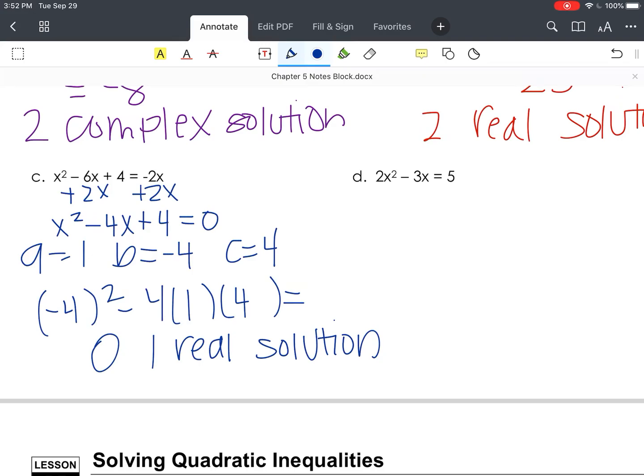So you can stop the video and try letter D to make sure that you are good with how to find the discriminant and what that answer means for the quadratic formula. That's it for lesson 5.6.